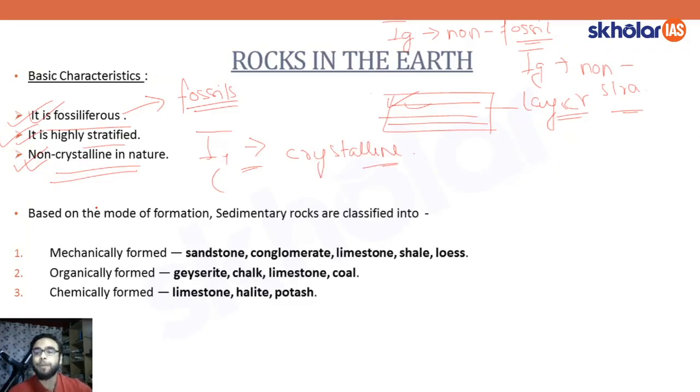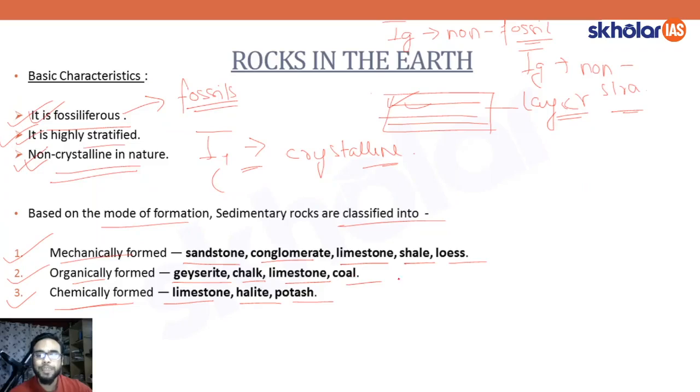Fine. Now, based on the mode of formation or based on the process of formation of sedimentary rocks, it is classified into three different categories. One is called as a mechanically formed, second one is called as a organically formed, and third one is called as a chemically formed. By the process of mechanically formed, we get different types of sedimentary rocks. First one is called as a sandstone, then we get conglomerates, then we get limestone, then we get shale as well as loess. And organically formed, what are the examples of organically formed sedimentary rocks? It can be geyserite, chalk, limestone, coal. And in case of chemically formed, examples would be limestone, halite and potash.